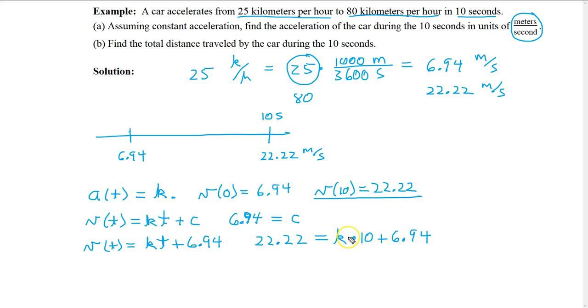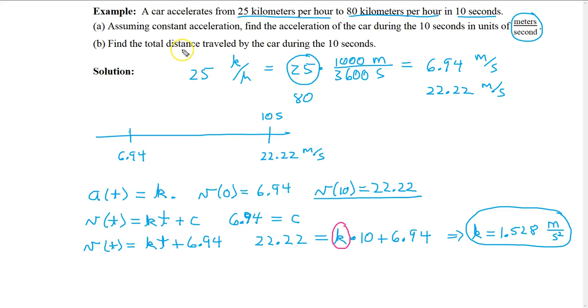And now what we need to do is just solve this equation for our unknown constant k. So take the 6.94 over to the other side, divide by 10, and what we get is this. So this equation implies that k is equal to 1.528, and that will have units of meters per second squared. And so we found our acceleration during that 10-second period, and this is the answer to part A.